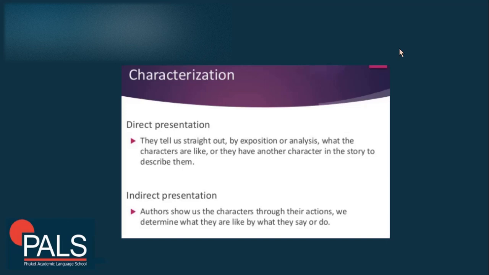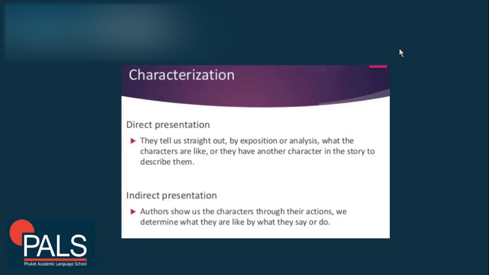So, for example, one character by the name of John is describing Robert. So he might say that Robert is a very kind person. He was able to help me. So that is direct presentation. We can easily identify the character of Robert because John was able to describe the character of Robert.